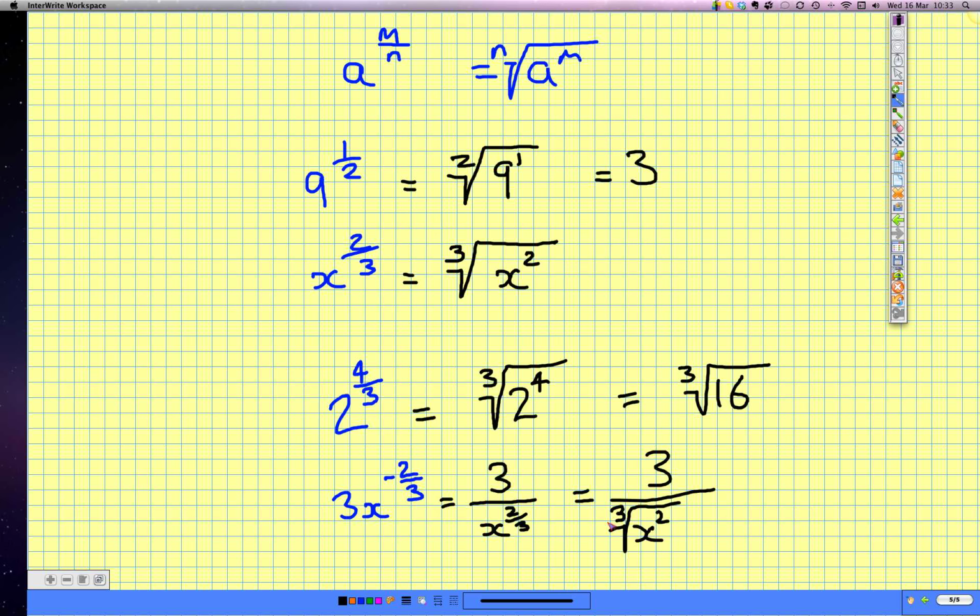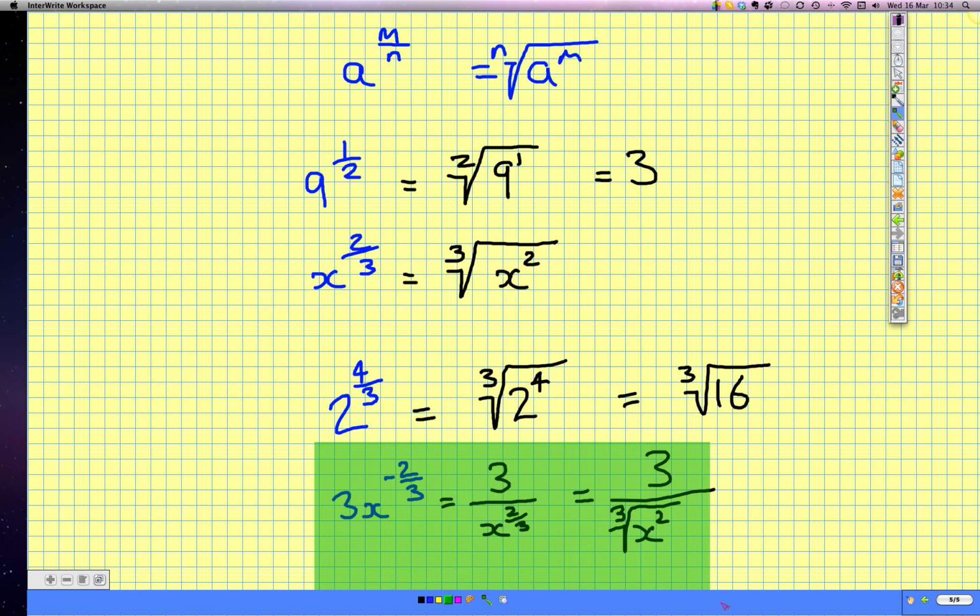So really the technique with this last one was splitting the problem into two, considering the negative part first, and that just simply moves that x to the denominator of the fraction, and then we worried about the fractional part. So don't worry about having to do it all in one go. You can break it down into steps. Do the negative bit first, and then do the fractional part of the power.